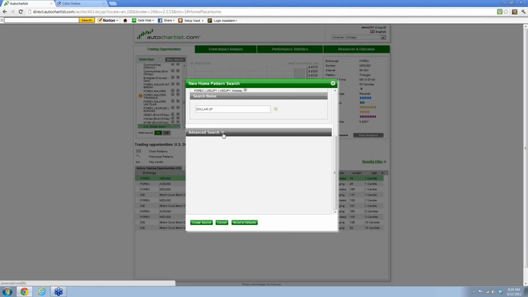May not be any, because again the dollar has been down. So let's take a look. Maybe we'll get a few from the past. Takes a little bit when we first make the search, because it has to populate it. But once we get it sorted, it should come up.